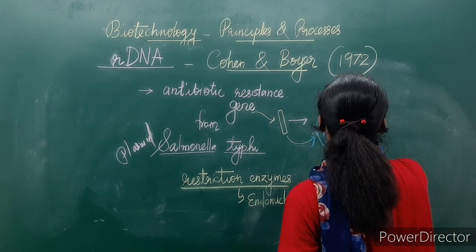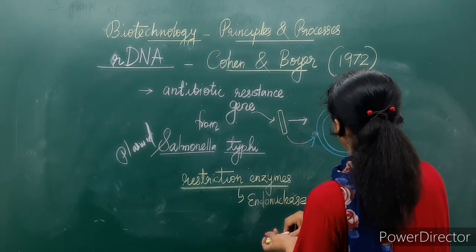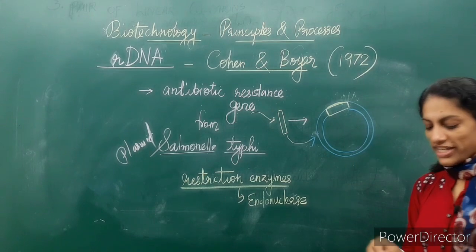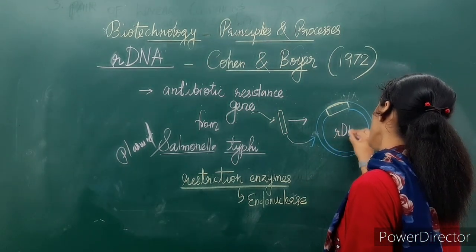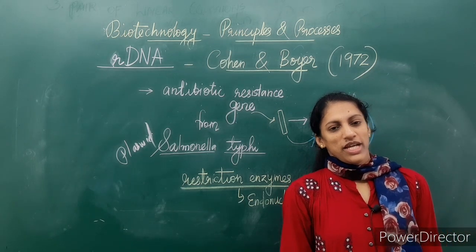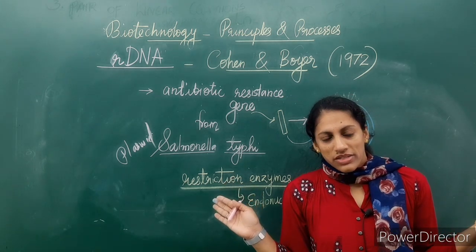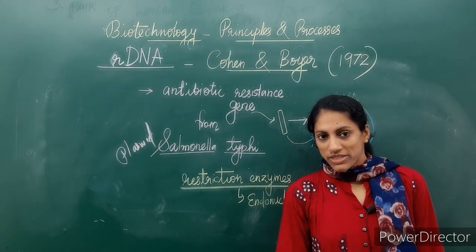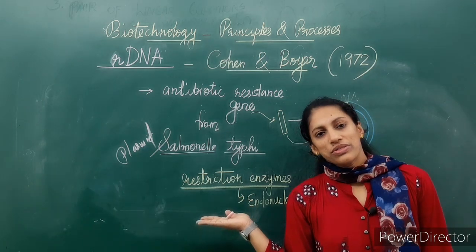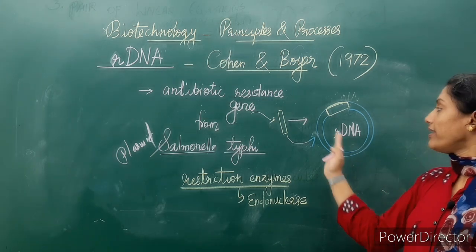Plasmid is what? An extra chromosome of the bacteria. And this gene portion they introduced here. Now what is it called? It is called the rDNA. This was the first rDNA. Did you get me? Cohen and Boyer cut and isolated the antibiotic resistance gene from a native plasmid of the bacterium Salmonella typhi, a native bacterial strain, and they introduced this into the plasmid of another bacterium. And they produced the first rDNA like this.